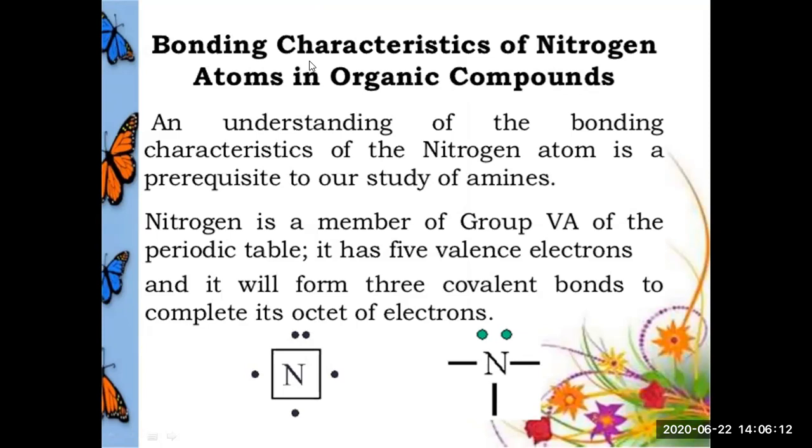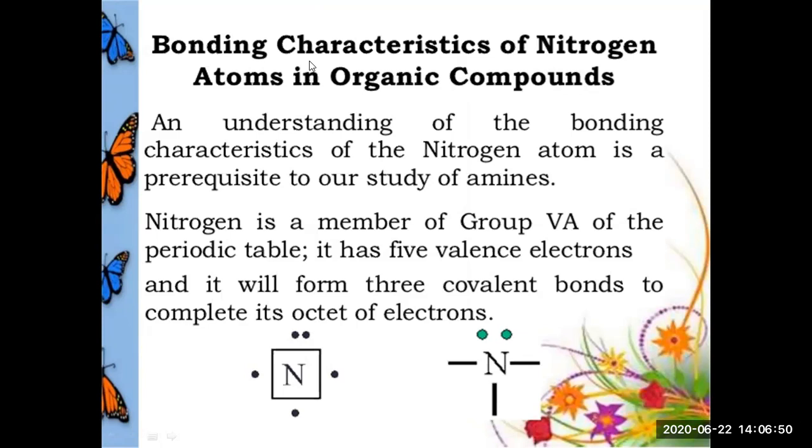So it's very simple. Nitrogen is a member of group 5A of the periodic table. So to understand the bonding characteristics of the nitrogen atom is the prerequisite to our study of amines. It has 5 valence electrons and it will form 3 covalent bonds to complete its octet of electrons.